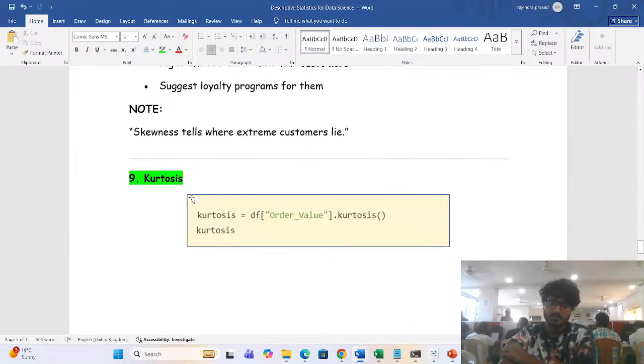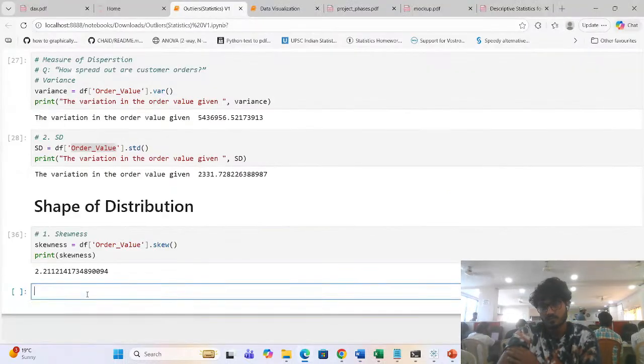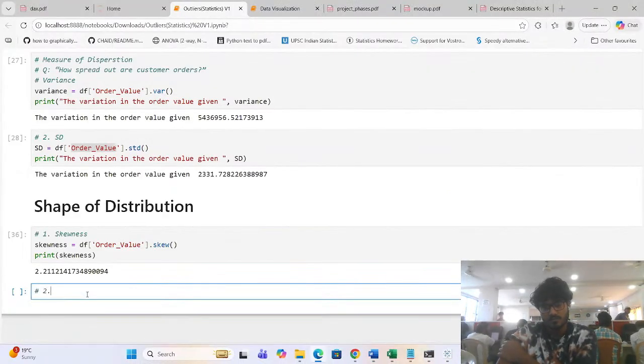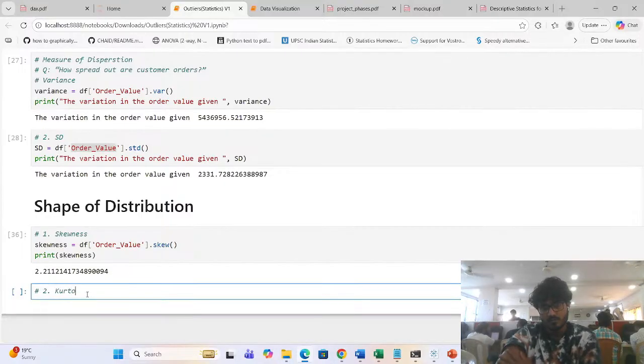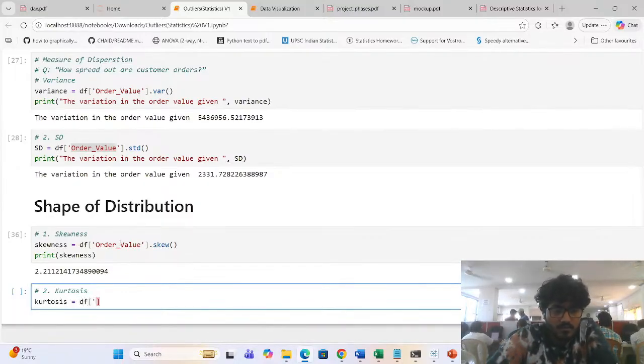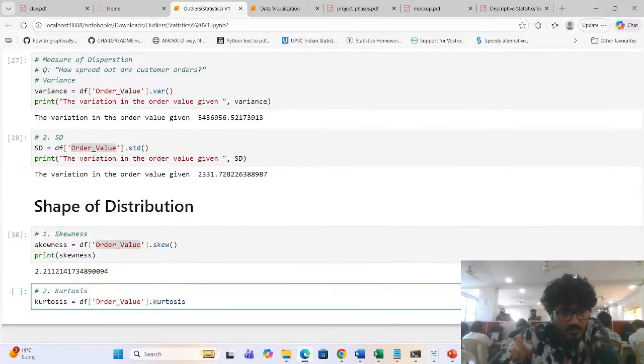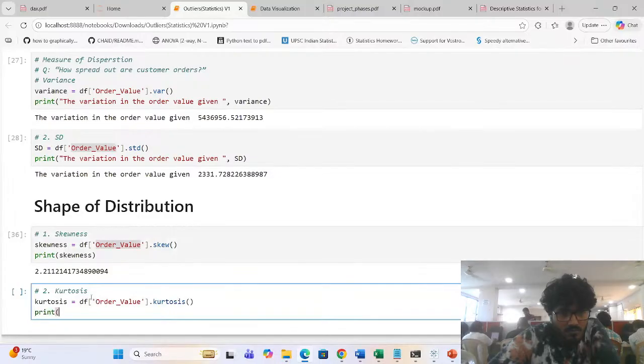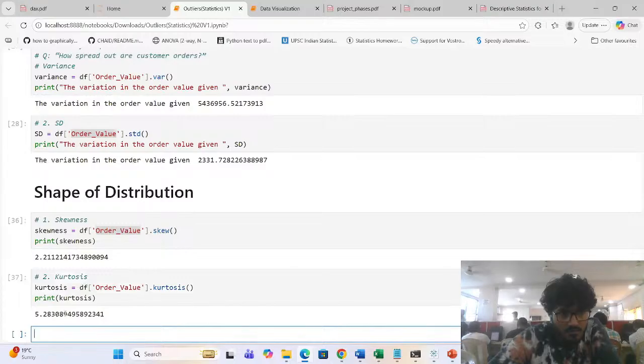How to find the kurtosis? We have a function called kurtosis. Directly apply it and you'll get it. Same as before, kurtosis equals, in the data frame, there is a column called order value. On top of it, I'm applying the function called kurtosis and then close it. And let me print the value that I'm getting as output.